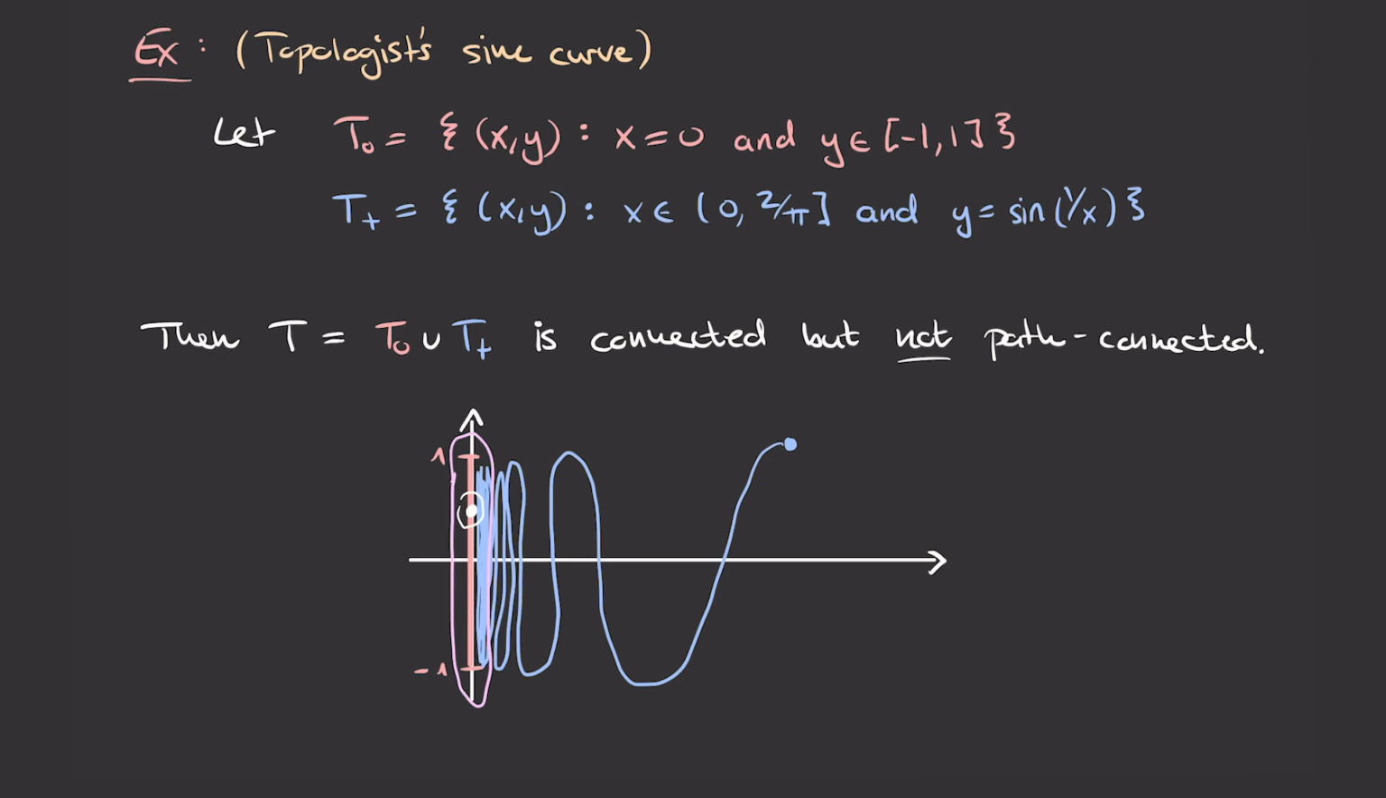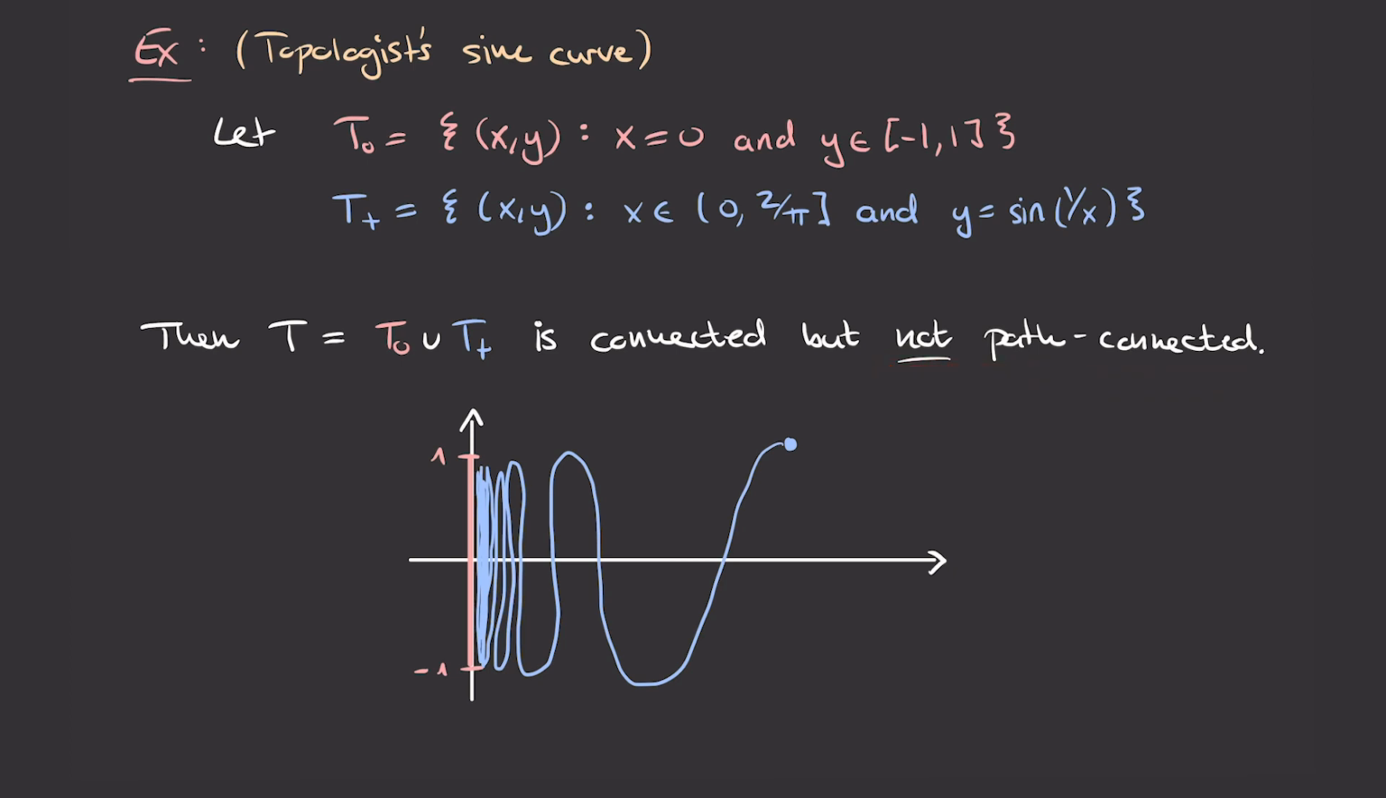All right, but now since T+ is connected, and it has some point which lies in this pink disconnecting set, we know that the entirety of T+ needs to lie within the pink set. Therefore, we've shown that both T0 and T+ need to lie in one of these disconnecting sets, which means that the other disconnecting set is empty, and in fact we didn't have a proper disconnection of the space. So that argument proves that T is connected. Next, I'll sketch why T is not path-connected.